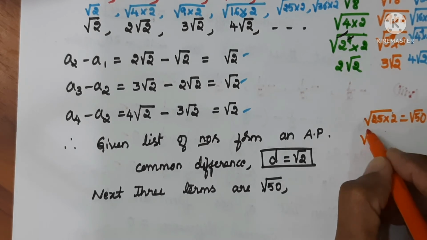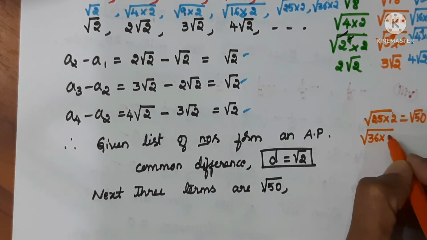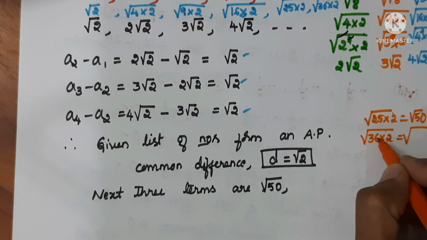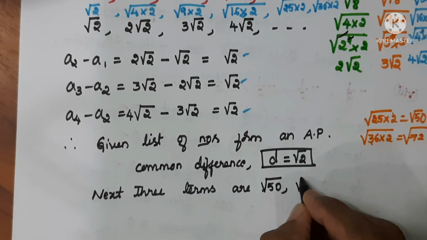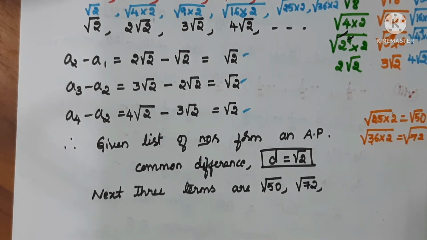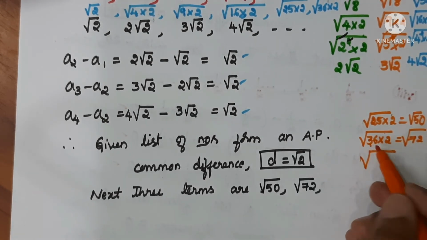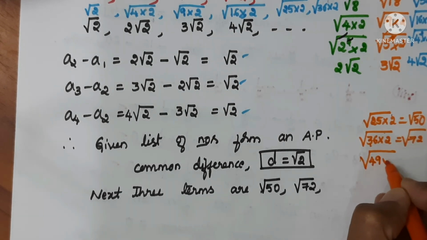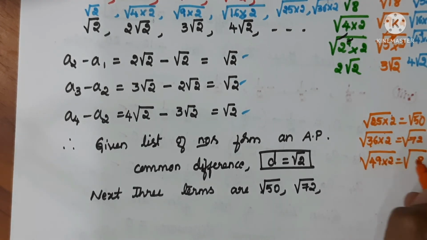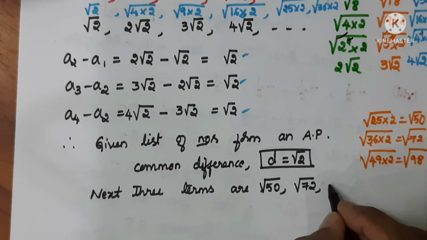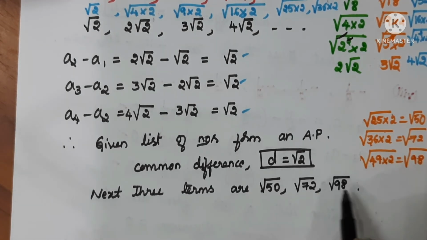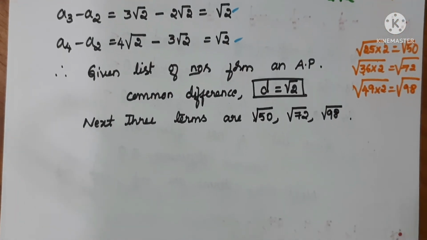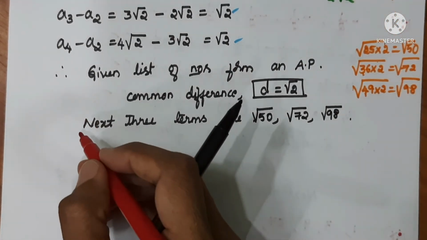The next one is root 36 into 2, which is equal to root 72. The next one, after 36 the next square number will be 49 into 2, which is root 98. So the next three terms are root 50, root 72 and root 98.